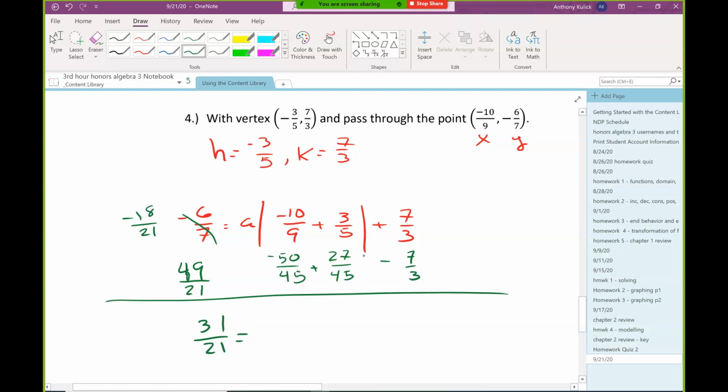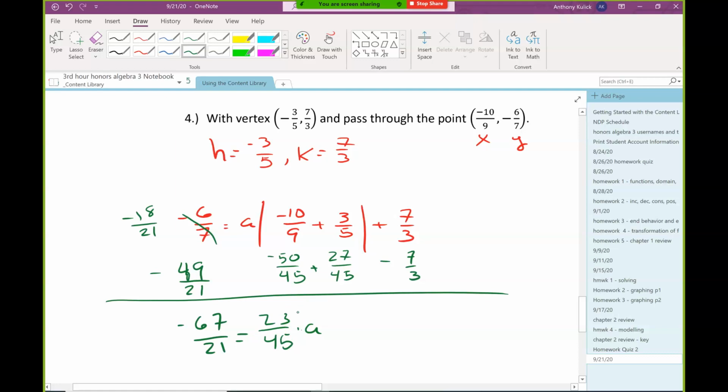Yes, Mia? Isn't it that you're also subtracting 9 over 21 from 15? Oh. Yep. Lovely. Yes, thank you. Okay, sorry about that. We're good still? Okay. So negative 50 over 45 plus 27 over 45 is negative 23 over 45. But we'll take the absolute value of that. So we get positive 23 over 45 times a.